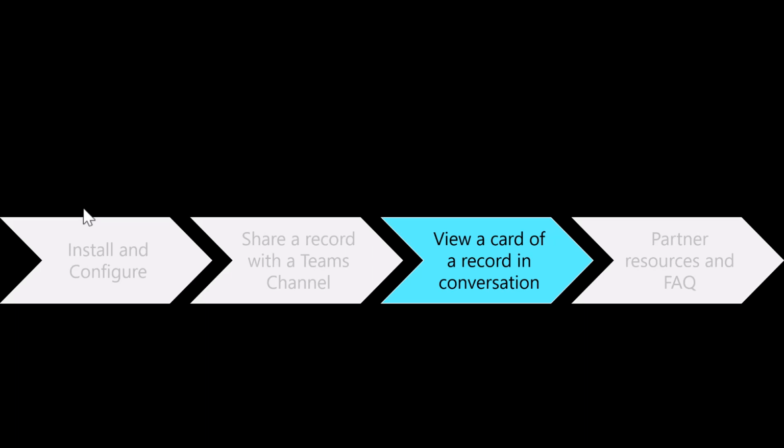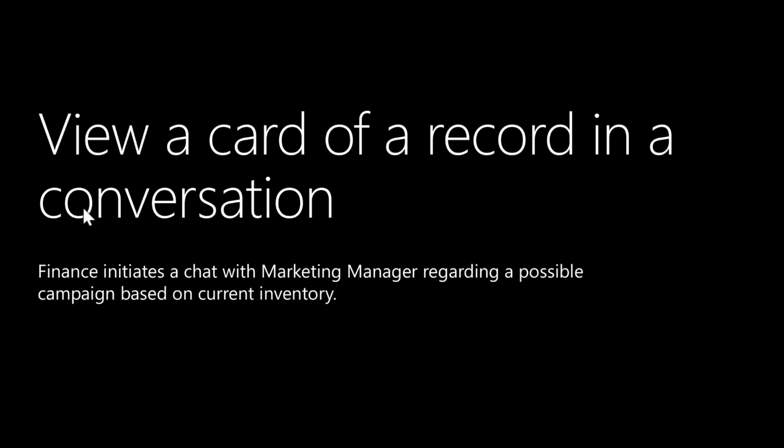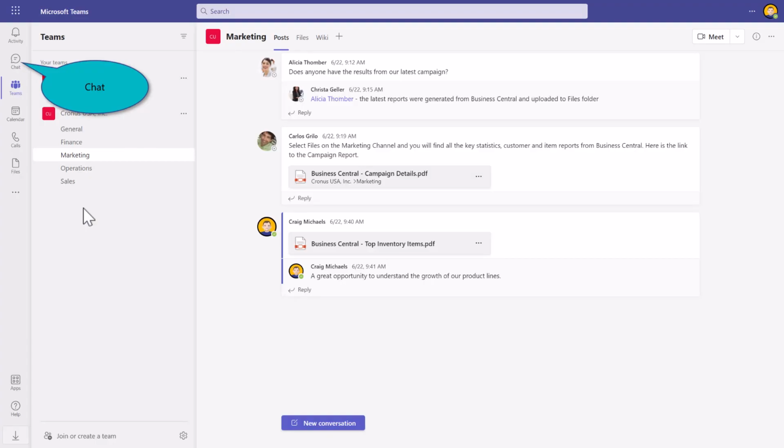Now, in this scenario, let's take a look at what the experience might be for someone who does not have a Business Central license. In this case here, again, we can view a card of a record inside of a conversation. So imagine, again, finance initiates a conversation with somebody in marketing, maybe to kick off a discussion around current promotions or future promotions on inventory items. So I am logged back in here as my admin user in my finance team.